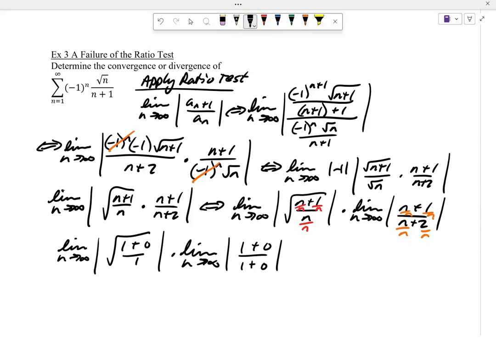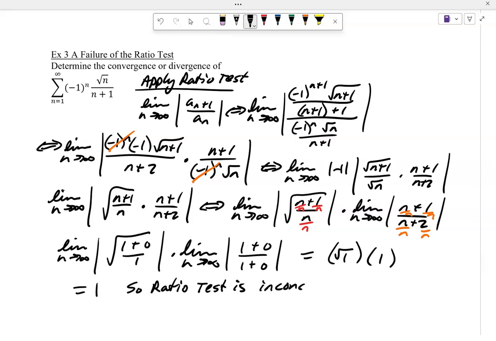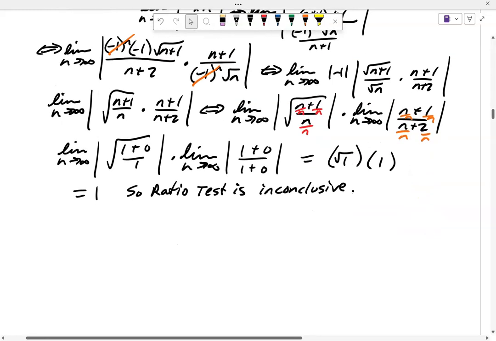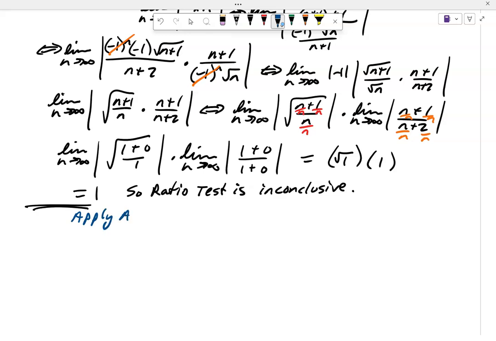So I got square root of 1 times 1, which is 1, right? And so the ratio test, if it's equal to 1, the ratio test is inconclusive. So we need to apply a different test. This ratio test is not helpful because we're equal to 1 here. And so note, we can apply an alternating series test.